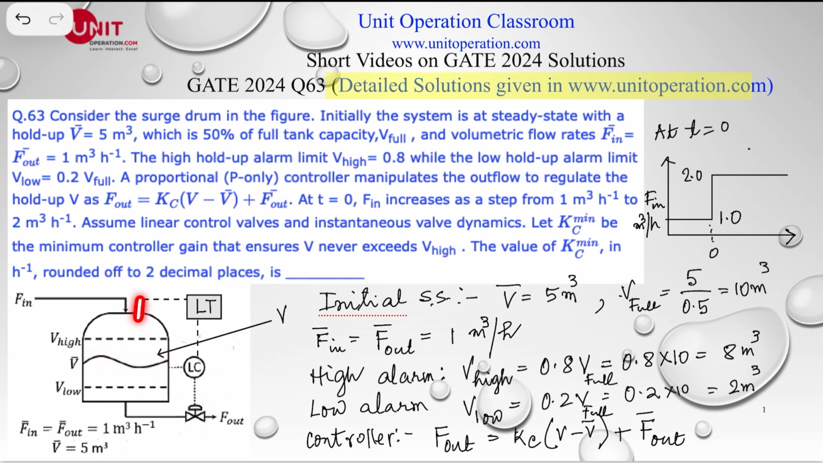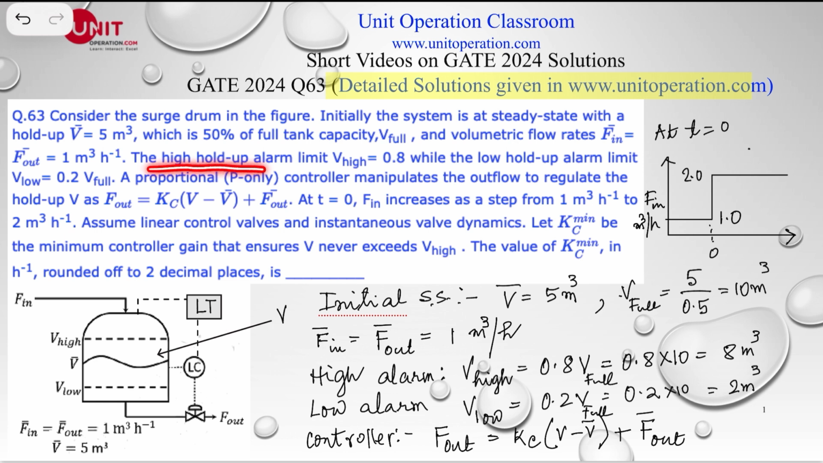And there is, of course, a level transmitter here, and that gives a level controller, and that feeds this control valve here. This is operating at steady state, with 1 meter cube per hour in and also 1 meter cube per hour out, and this is at 5 meter cube. As we said, the total volume of this one is 10 meter cube when full.